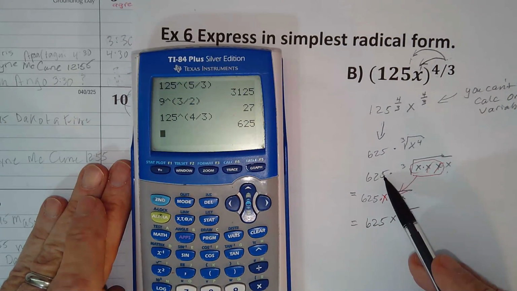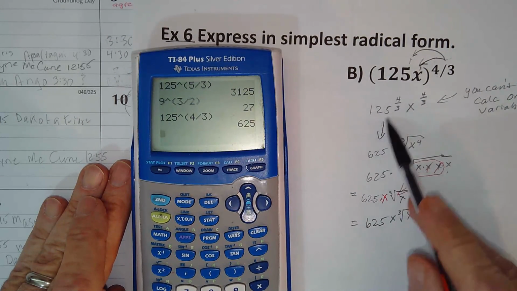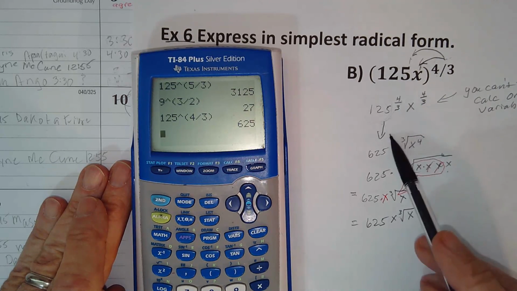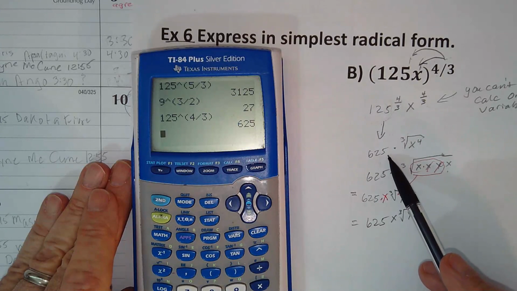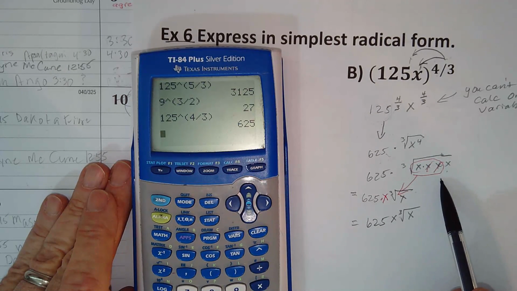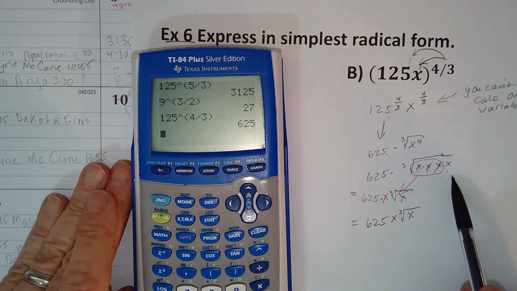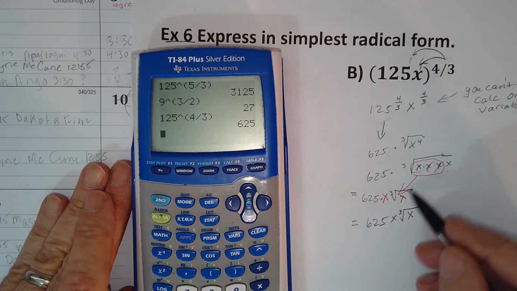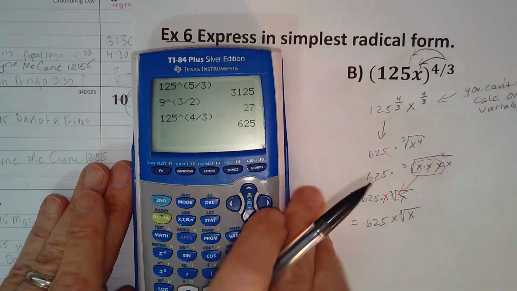So you can use the shortcut when you have just numbers, a number base with a fractional exponent. Then you can try this calculator trick and get your answer simplified, so long as it gives you a whole number. If it gives you a decimal, it won't work. Then you have to use this method, which works. You have to spread everything out. Cross out what's in the group that you're going to get rid of, bring the one out, and if there's anything left inside the radical, you leave it inside.